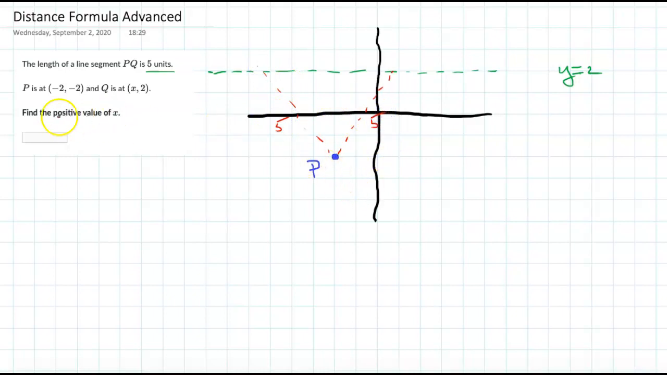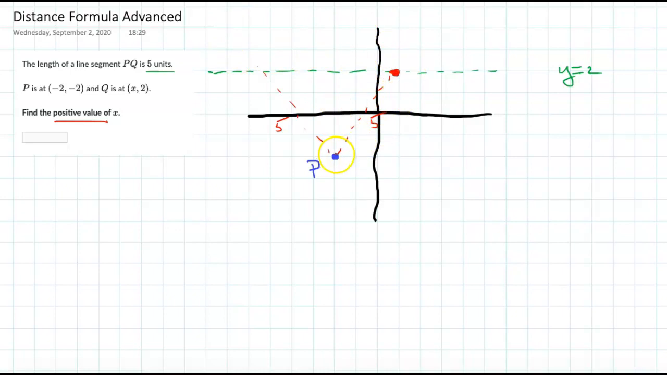But we want the positive value of x. So it's not hard to imagine that the solution is going to be this one over here. That doesn't really matter for us now, but we'll find that we do get 2 solutions from this, and we can look at those.